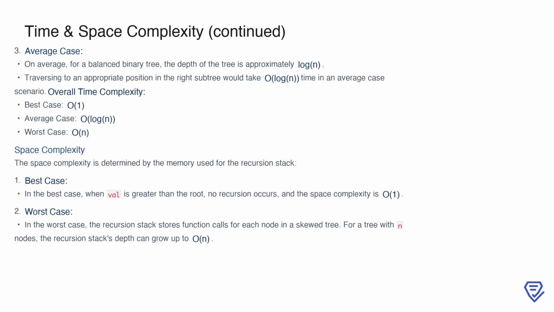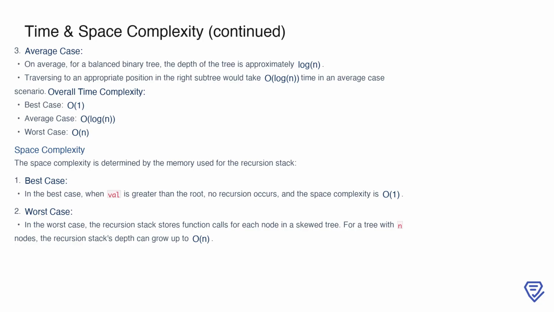Now, let's consider the average case for time complexity. In a balanced binary tree, the depth of the tree is approximately proportional to log n. Finding the correct position for the new value in the right subtree would therefore require about O(log n) time on average. Summarizing all cases, the time complexity of the insertIntoMaxTree function is O(1) in the best case, O(log n) in the average case, and O(n) in the worst case.